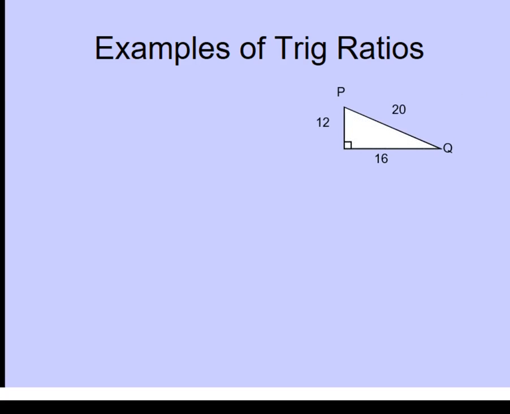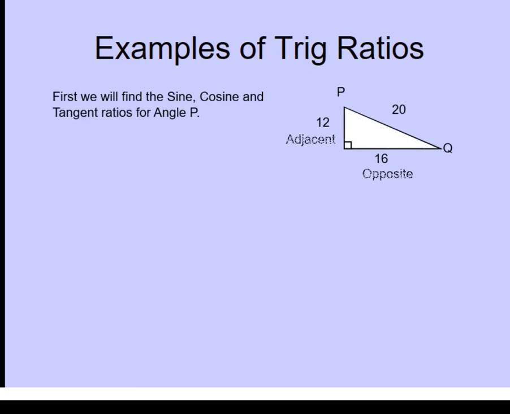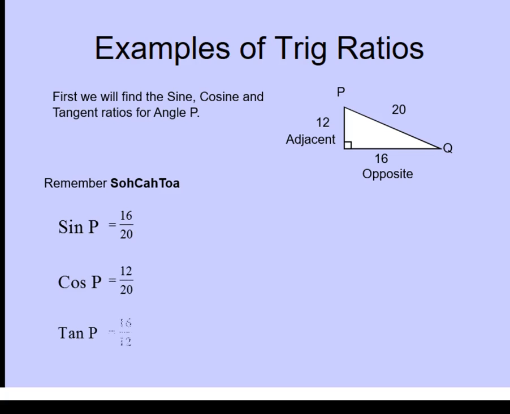Okay, so here are some examples of some trig ratios. If we're looking for, in this case, the sine of angle P, here, this would be our opposite side, this would be our adjacent side, it would be 16 over 20. Cosine of P is going to be 12 over 20, tangent of P is going to be 16 over 12.